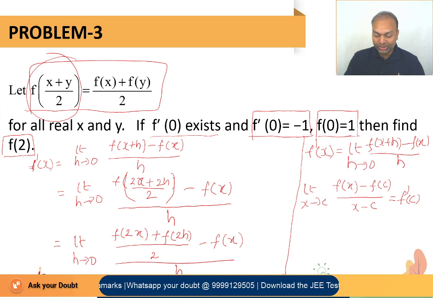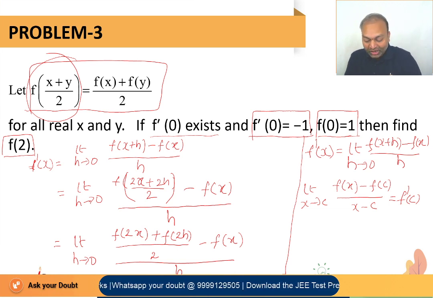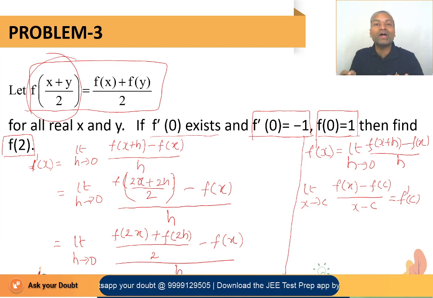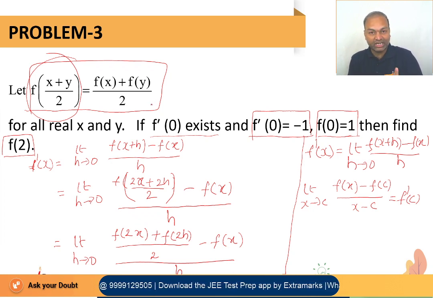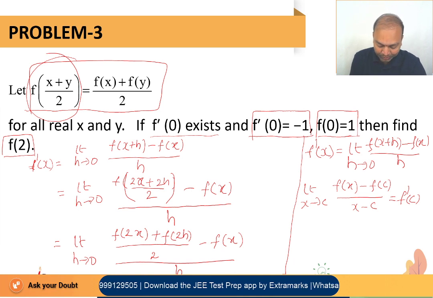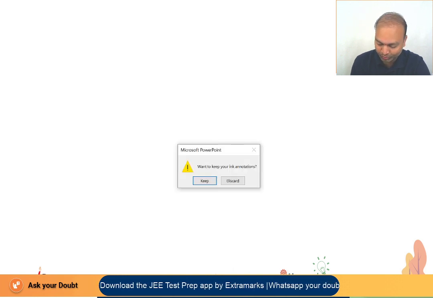But in this question you observe this one. Anywhere is the f of 2x value given? No. So you have to find f of 2x. How to find the f of 2x value? Okay, let us see. Once again I am taking this condition. See next slide. What about our condition? f of (x plus y) by 2.